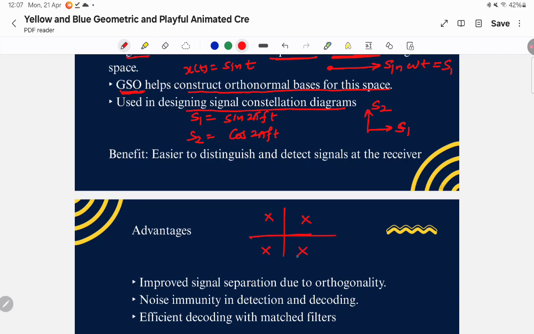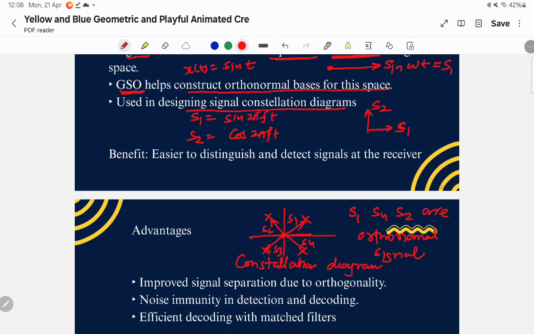So this is the QPSK system. Let's say this is signal S1, this is S2, this is S3, this is S4. You can see all the signals are orthogonal. S1, S4, and S2 are orthonormal signals, right? They are perpendicular to each other. So this is the constellation diagram, by the way.